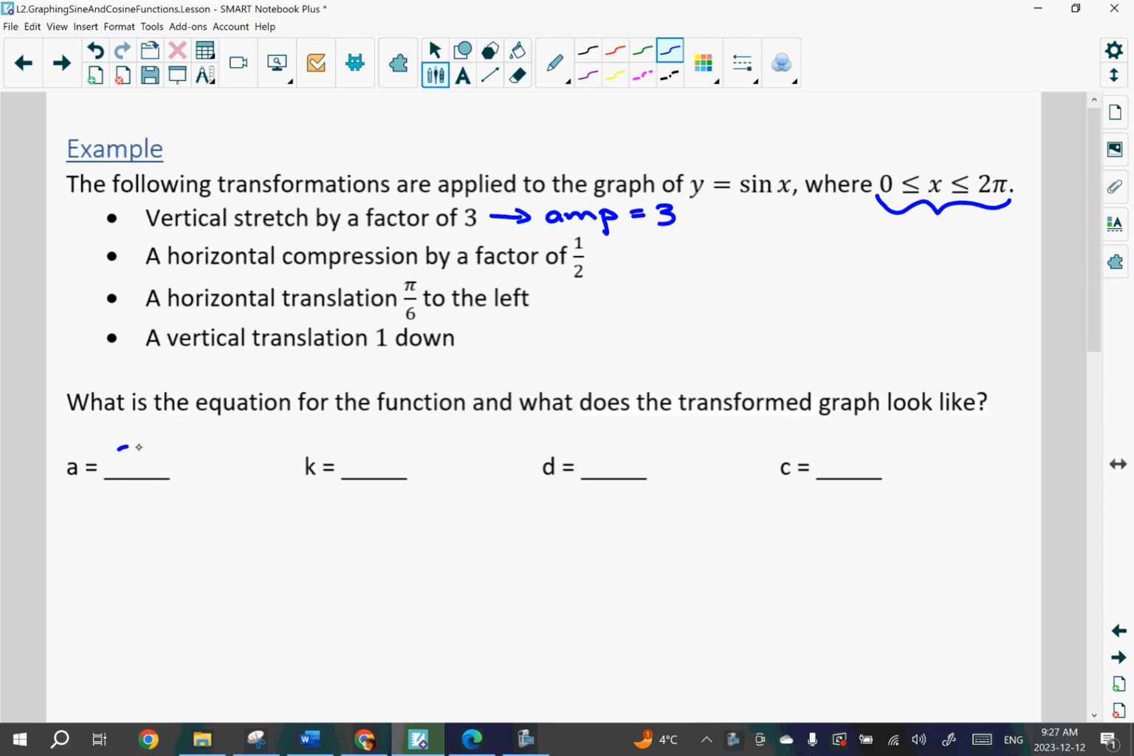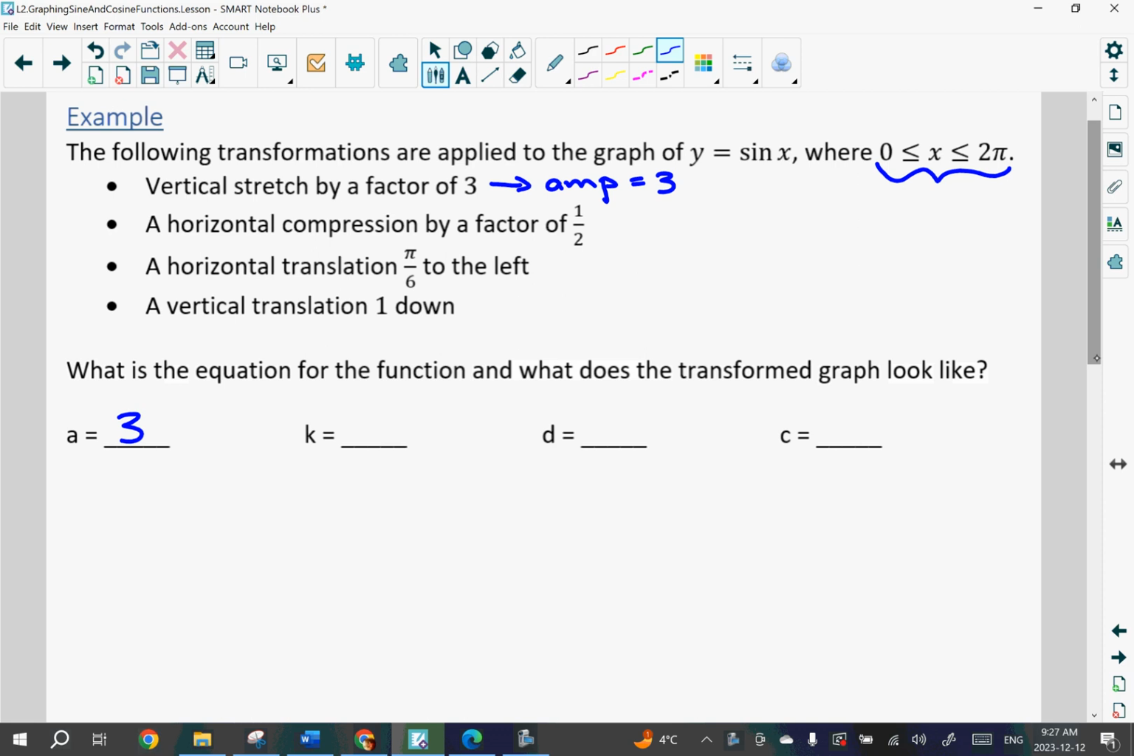So that's our A value. I don't love coordinate mapping for this. You can do it, but because we're dealing with fractions, it makes it a little bit more complicated. And we're dealing with radians, so that makes it a bit awkward.